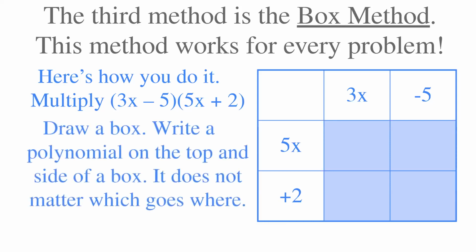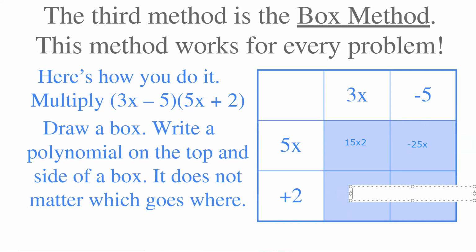Multiplying the two numbers into the box. So what's 3x times 5x? 15x squared. So you're going to have 15x squared there. And you've got 5x, and then bring down -5. So what's 5x times -5? Negative 25x. Perfect. And now you've got 3x plus 2.